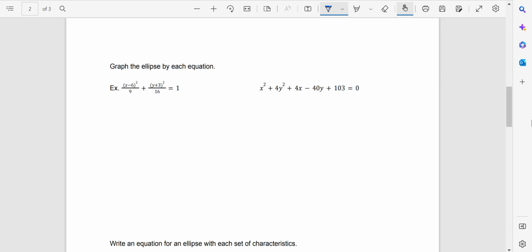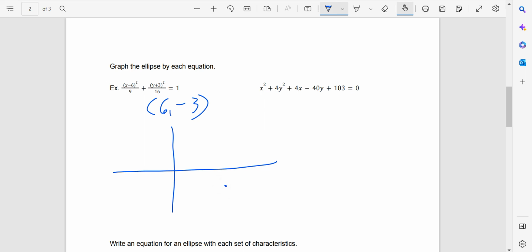We have a couple examples here. So we have a center. We're going to do the one on the left first. So we have a center at what? 6, negative 3. So let's graph that. That's a great line. Let's do that again. 6, negative 3. We're in that area.